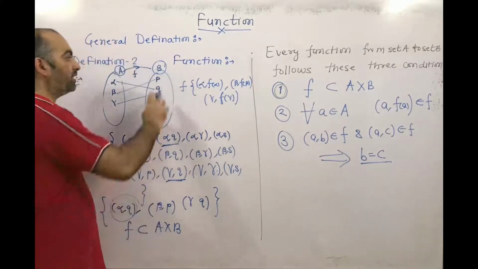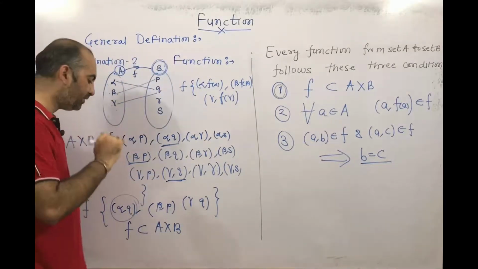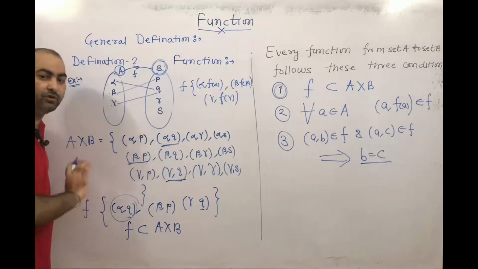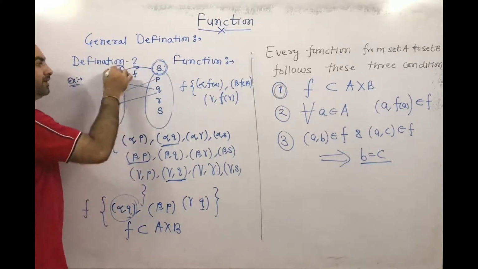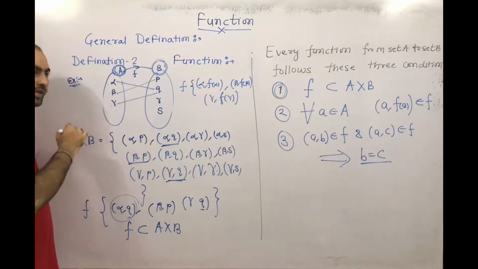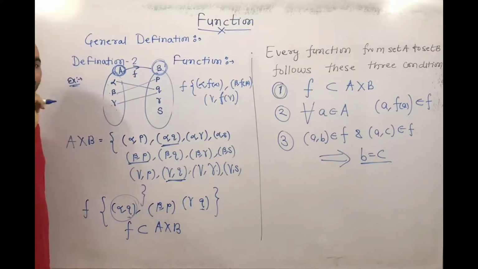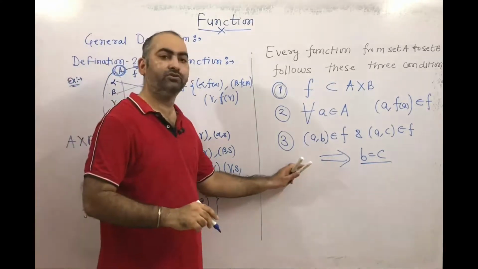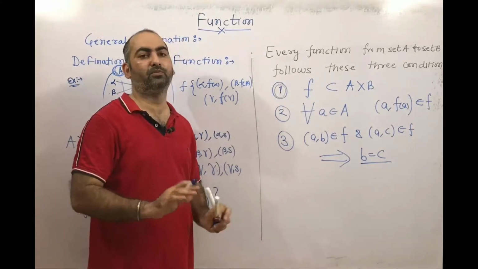We don't care about the elements of B. You can see here q is present at two places. That we don't care about. We only have to take care of the elements of A. Alpha should be present in only one ordered pair, beta in only one ordered pair, and gamma in only one ordered pair. So this is condition number 3. These 3 conditions will be followed by every function.